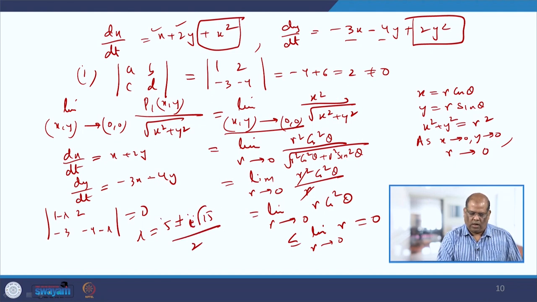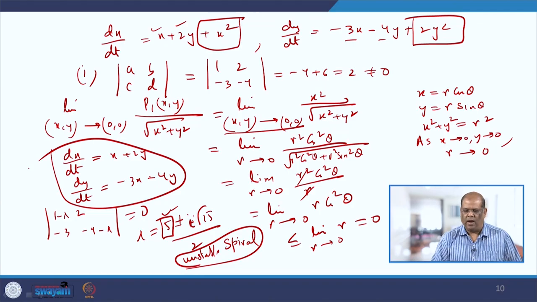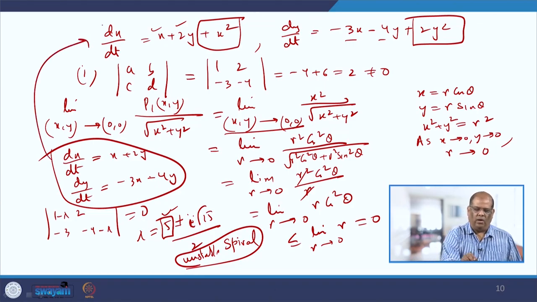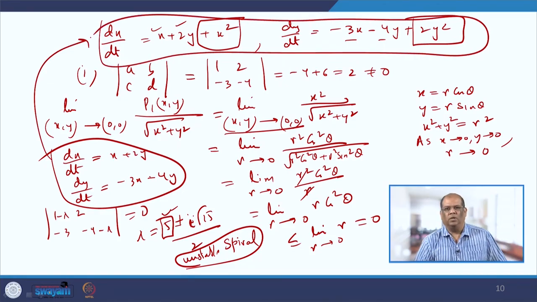So, these are imaginary values with positive real part, and hence it is a spiral, and an unstable one because this real value is positive. So, this linear system gives you an unstable spiral, and we conclude that the nonlinear system will also give you an unstable spiral. So, that is how your theorem has been explained with the help of an example.